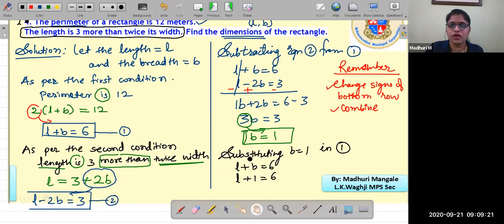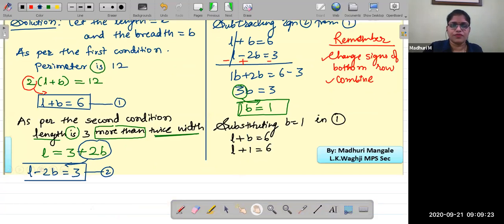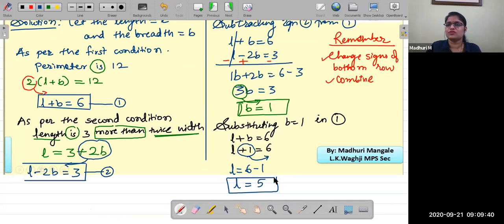And now to find L, or to bring L by itself, we are going to shift this plus 1 to the other side. So that would be minus 1. So L equals 6 minus 1. Opposite of addition is subtraction. I know you all have got the answers already. So L is equal to 5.